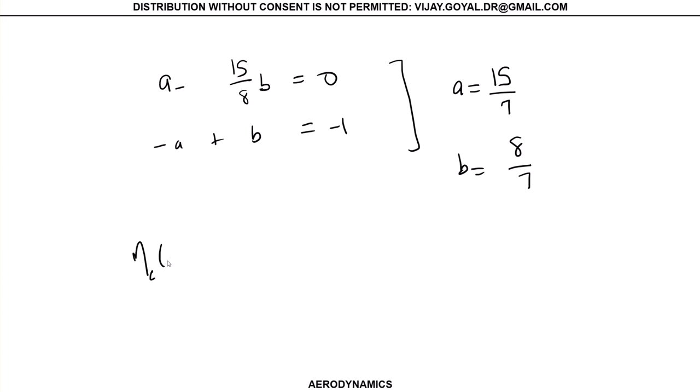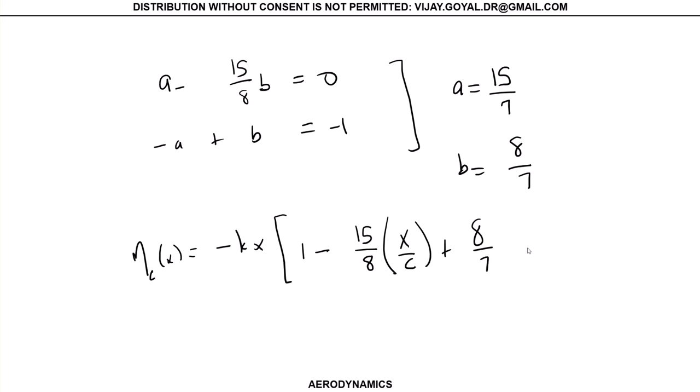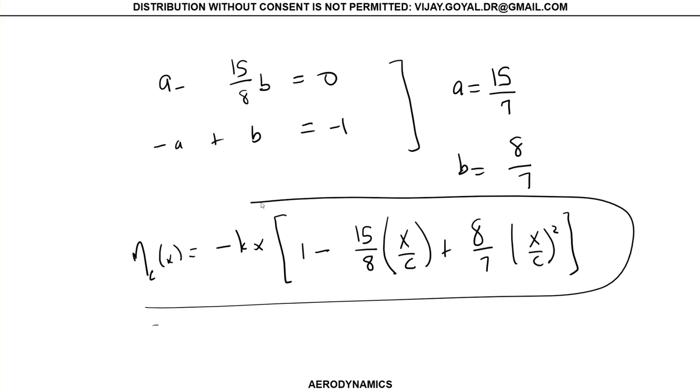eta of x would be minus k times x, times (1 minus 15 over 8 (x over c) plus 8 over 7 (x over c) squared). This has to be your camber equation. This is how we do a design problem to make sure this happens.